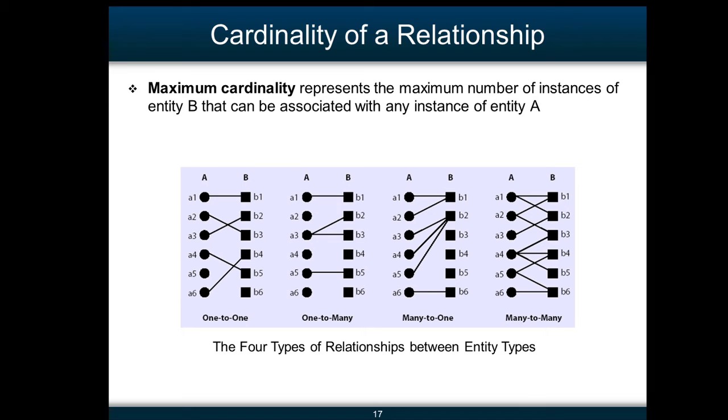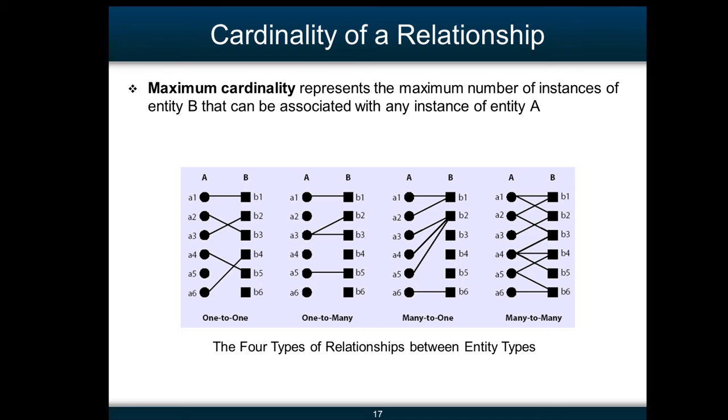Here we have what we call the cardinality of a relationship. A maximum cardinality represents the maximum number of instances of entity B that can be associated with any instance of entity A. The four types of relationships between entity types are one-to-one, one-to-many, many-to-one, and many-to-many. Notice that in one-to-one, only one instance of entity A is in relationship with only one instance in entity B.